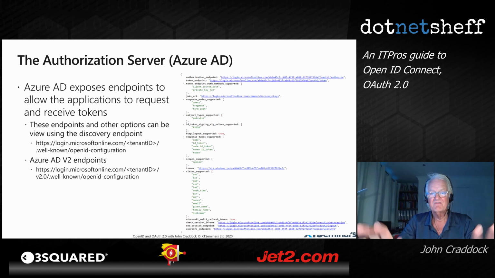How do we start the flow? Well, we go to an endpoint. And the endpoint, there are V1 endpoints, there are V2 endpoints, and there's also a discovery endpoint. And this uses a format which is .well-known/OpenID-configuration. And when you go up there, you will find the endpoints for calling the authorization service, for calling the token issuance service. And there are two sets of endpoints, one for V1 and one for V2.